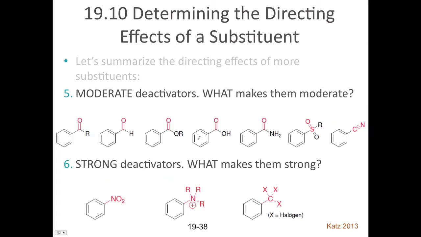All right, moderate deactivators. What makes them moderate deactivators? Okay, let's look at moderate deactivators with respect to strong deactivators. What makes these guys here strong? You have to have something that's very electronegative, that's right next to the carbon of your benzene ring here.